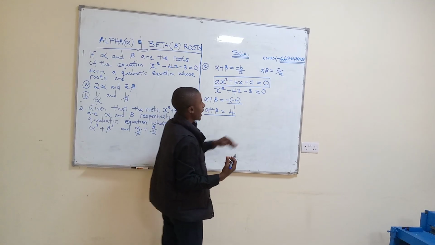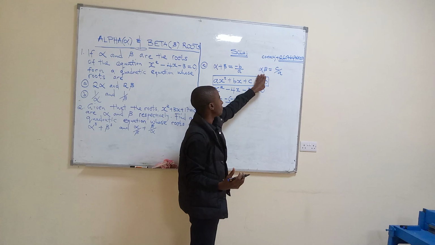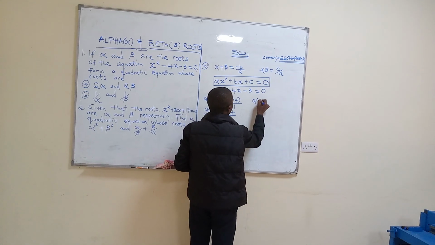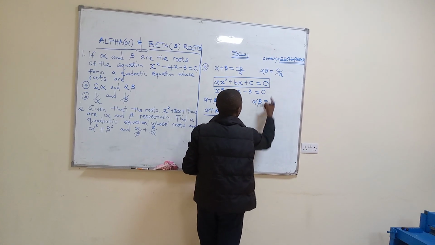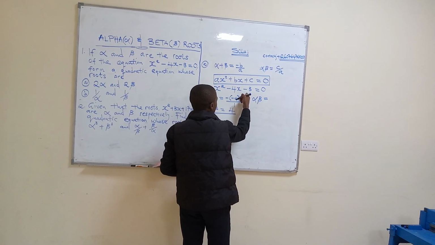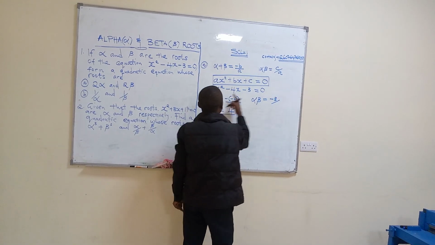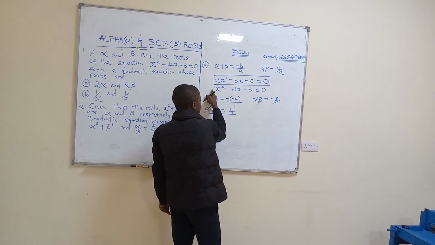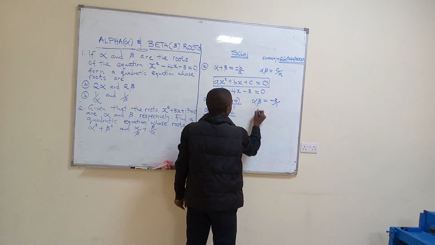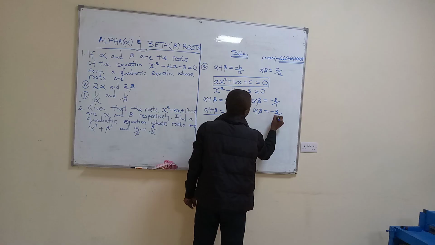So from there, I also have to find the product of alpha and beta. So alpha beta is equal to c, the constant, which is negative 3, over the coefficient of x squared, which is a, 1. So negative 3 over 1, alpha beta is equal to negative 3.